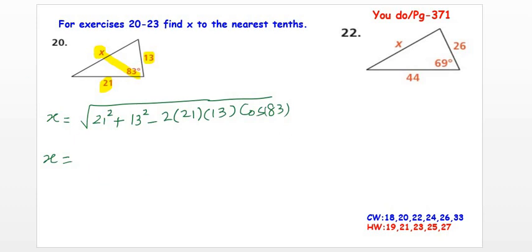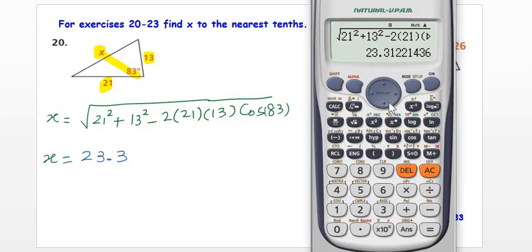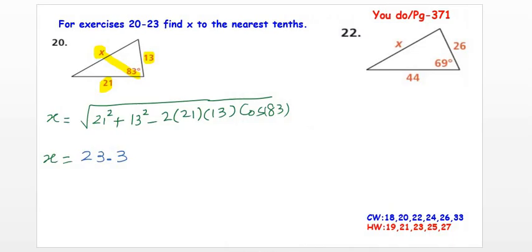Let's put it on the calculator. So here is the answer. You can see from the calculator it's giving us 23.3, right? We have to give the answer to the nearest tenth. That means we need just one decimal place. Clear?